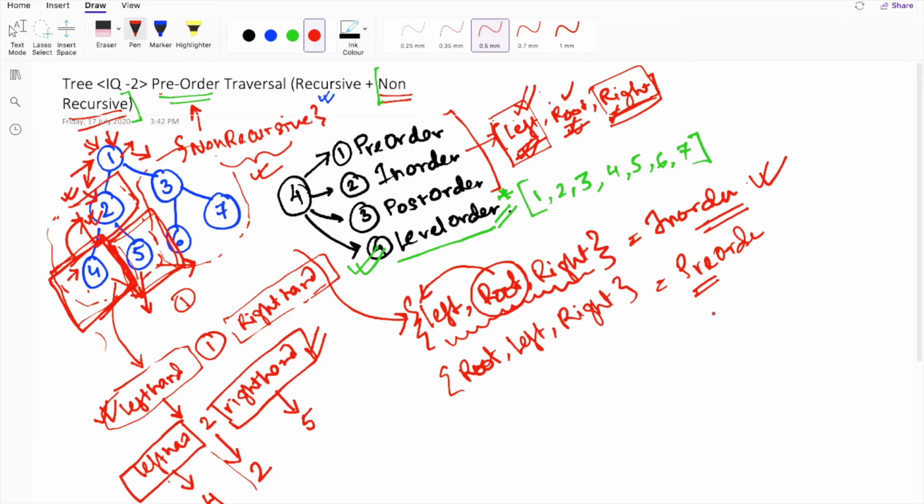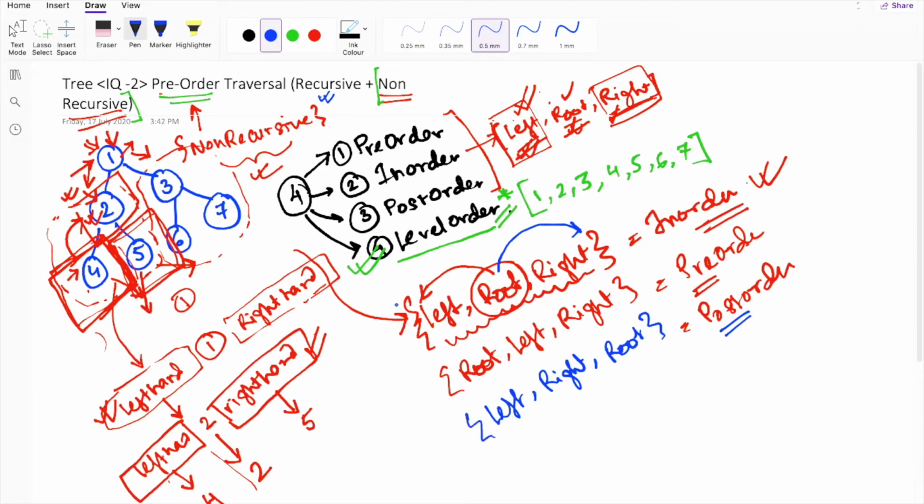And when we need to do a post-order traversal, that means we have to print the root at the last, the post. That is, first we will print the left, then the right, and then the root. I think it is quite an easy way to remember the way we need to print the nodes. I hope you have understood the order of printing the left node, root node and right node based on in-order, pre-order and post-order traversal.